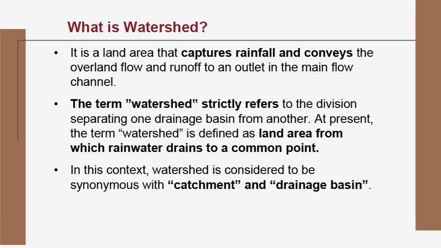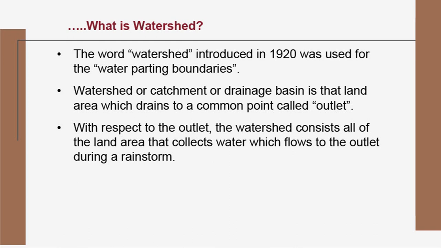In this context, watershed is considered to be synonymous with catchment area or drainage basin. The word watershed was introduced in 1920 and was used for the water parting boundaries. Watershed, or catchment, or drainage basin is that land area which drains to a common point called the outlet. With respect to the outlet, the watershed consists of all the land area that collects water which flows to the outlet during a rainstorm or rainfall.